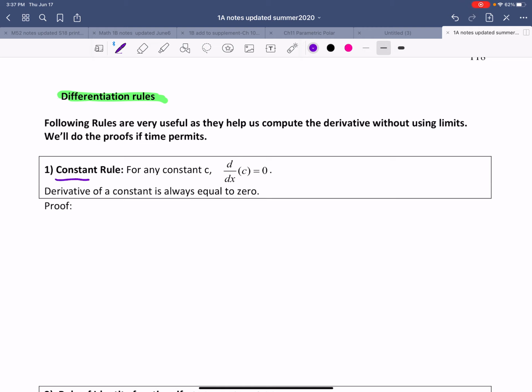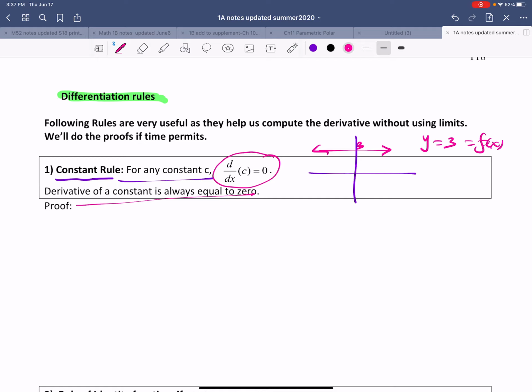So the first one is the constant rule. For any constant c, the derivative is 0. You can see on a graph of a constant function, let's say y equals 3 or f of x equals 3, it doesn't change. This function doesn't have any rise. The rise over run is going to be 0. The slope of the tangent line is 0. The rate of change of this function is 0. So the derivative of a constant function is always 0.